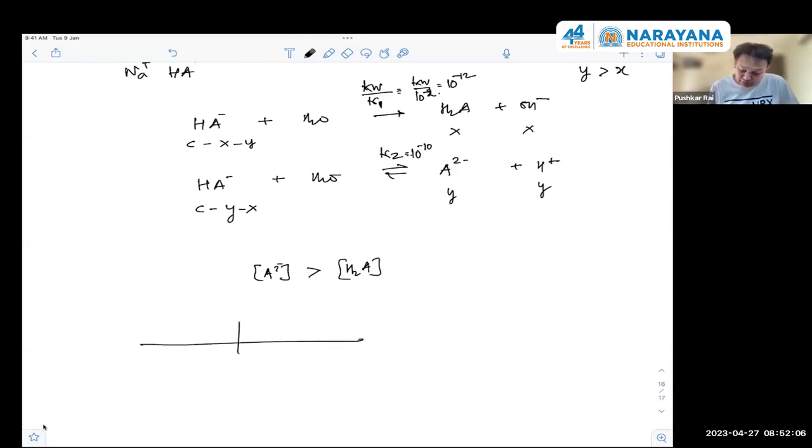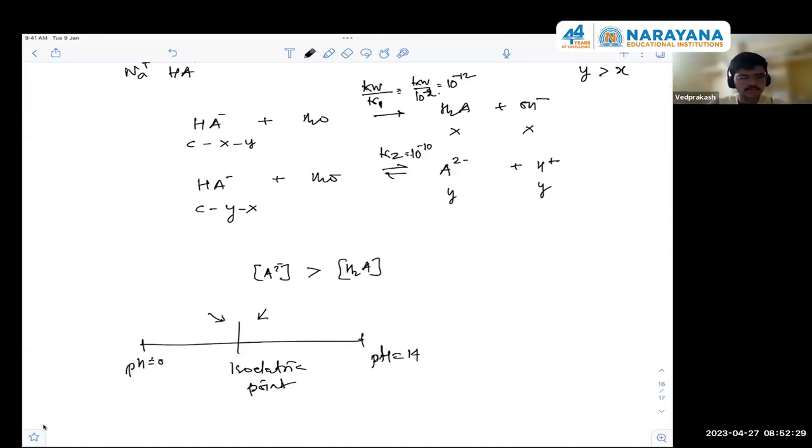If this is the isoelectric point, this is pH equals 0. This is pH equals 14. So where we are? Towards left hand side or towards right hand side? Where are we? Left. We are towards left hand side. I think that we are towards right hand side, because if A2 negative is more, that means it is more ionized. A2 negative is more, that means it is more ionized.